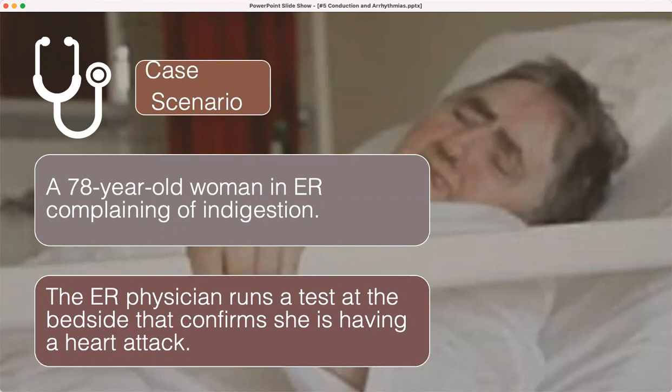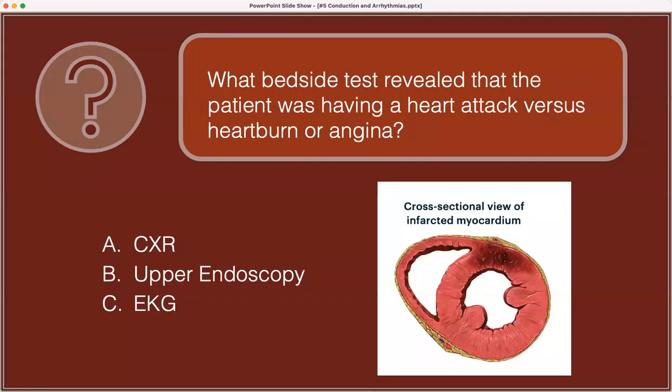The ER physician runs a test at the bedside that confirms she is indeed having a heart attack. What bedside test did he do that told him right at the bedside the patient was having a heart attack versus just having heartburn or angina? So she's actually killing heart muscle at that moment. Did he do a chest x-ray? Did he do an upper endoscopy, which is an upper GI looking into the stomach, or an EKG or electrocardiogram? The answer is an EKG.